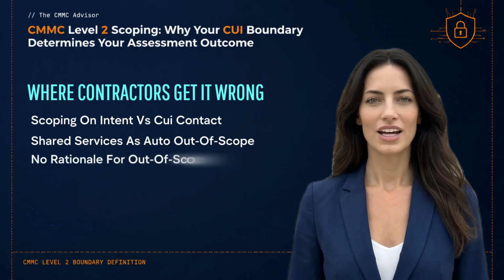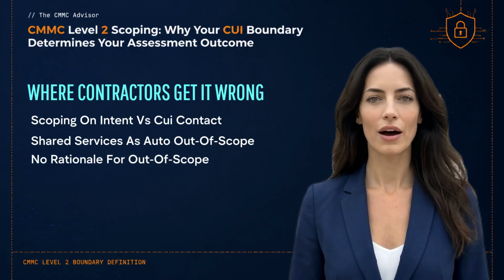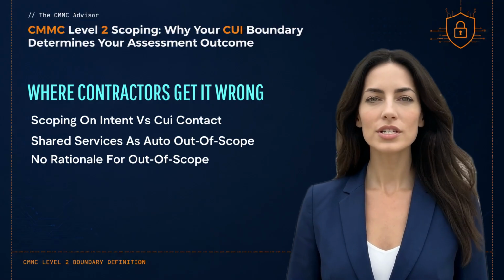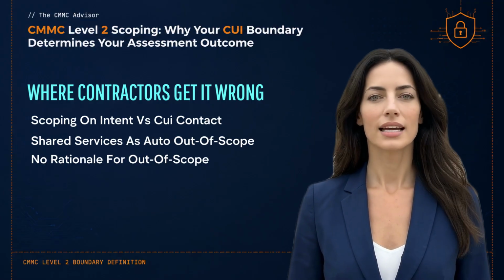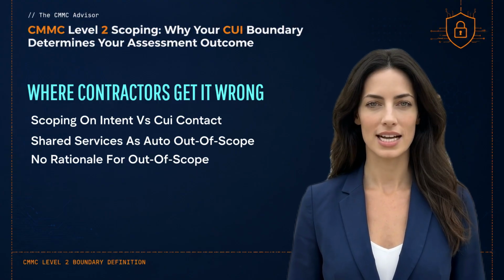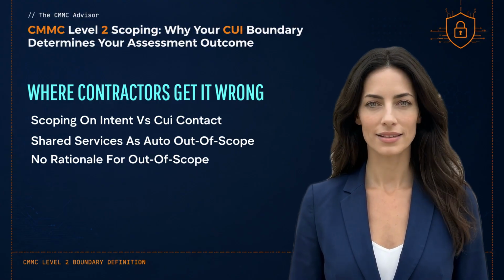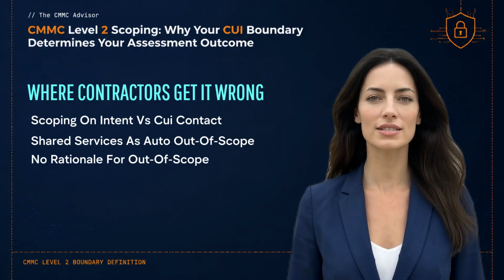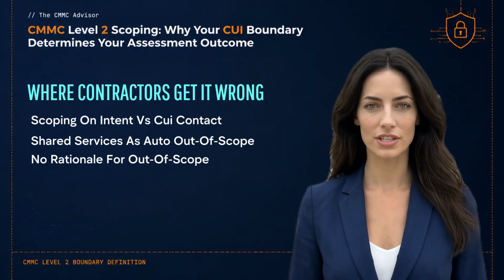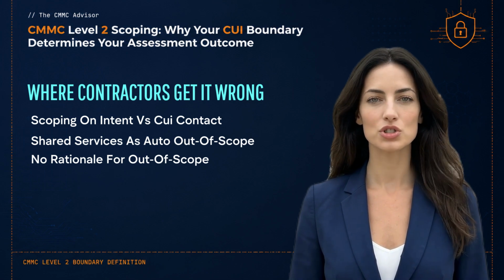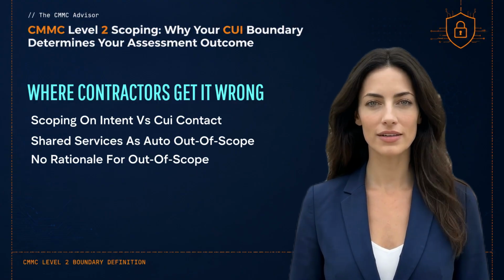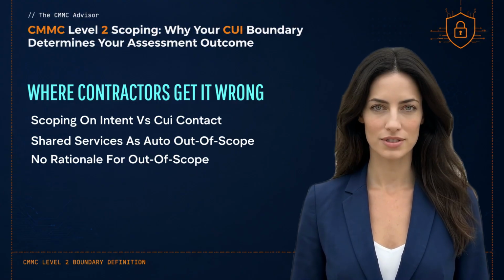Mistake 3. No documented rationale for out-of-scope decisions. Leaving systems out of scope without written justification in the SSP is an immediate flag during assessment. Assessors will ask, why is this system not in scope? If the answer lives only in someone's head, that is not sufficient. Every out-of-scope determination needs a documented rationale tied to data flow evidence and segmentation controls.